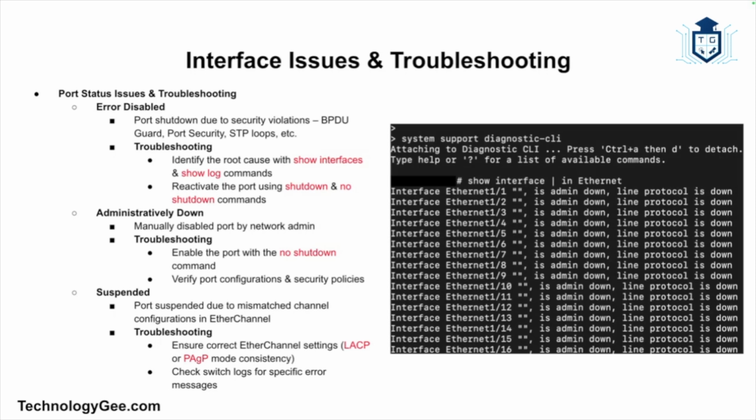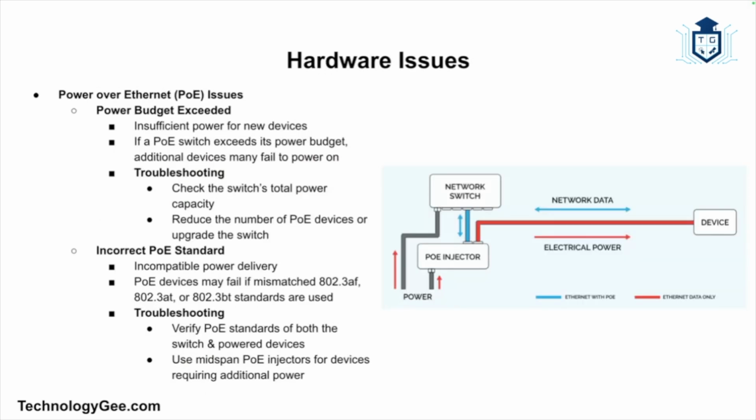And this is when the port is in a suspended state due to mismatched channel configurations. And to fix this, you want to ensure the correct Ethernet channel settings, and then check your switch logs for error messages. All right, so let's move on and talk about hardware issues.